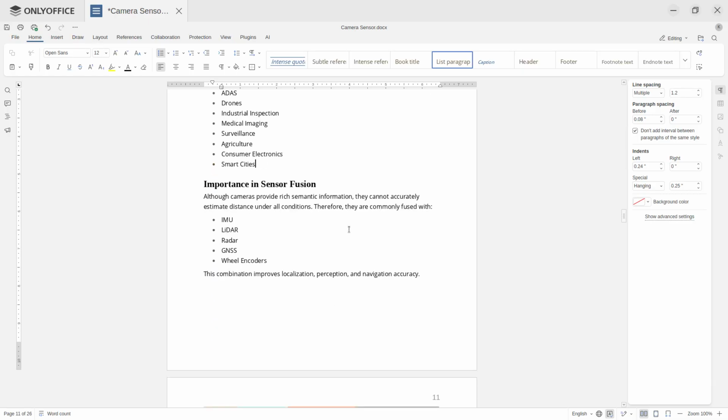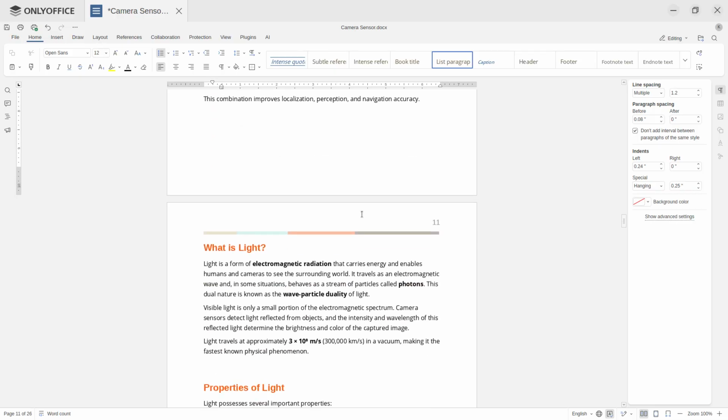Importance in sensor fusion. Although cameras provide rich semantic information, they cannot accurately estimate distance under all conditions. Therefore, they are commonly fused with IMU, radar, LiDAR, GNSS, wheel encoders. This combination improves localization, perception and navigation accuracy. I hope this is very well understood.